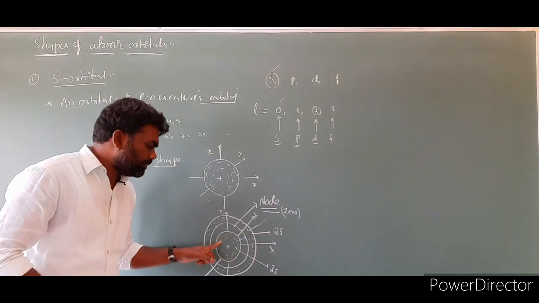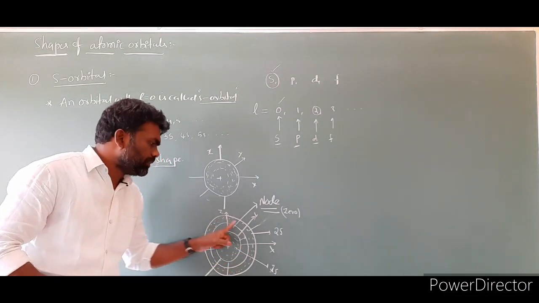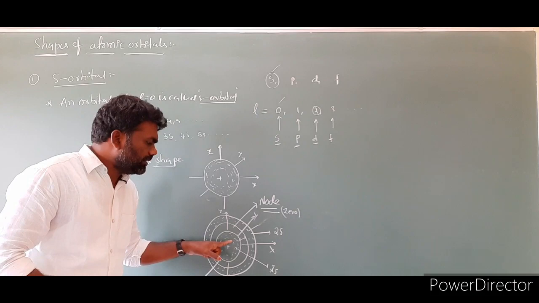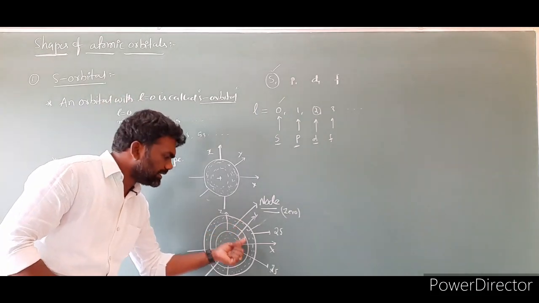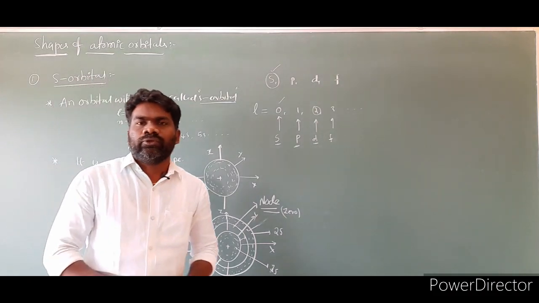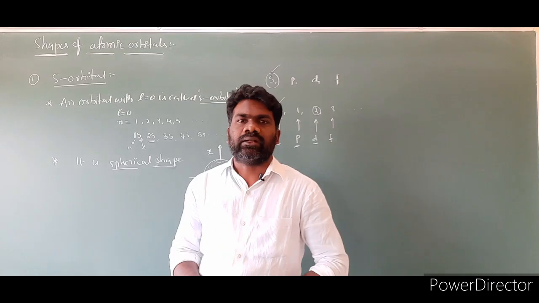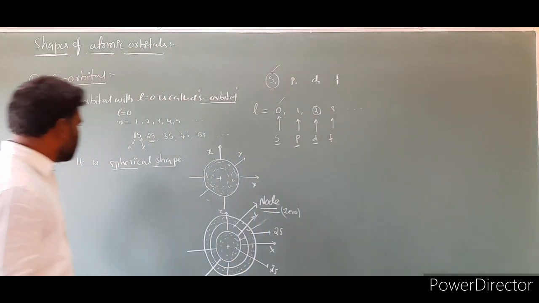Here, at the dotted lines, this thickness, is the maximum probability of finding an electron. Between these two regions, there is no probability of finding an electron. This region is called a node. A node is defined as the region around the nucleus where the probability of finding an electron is 0. Let us write the sentence.